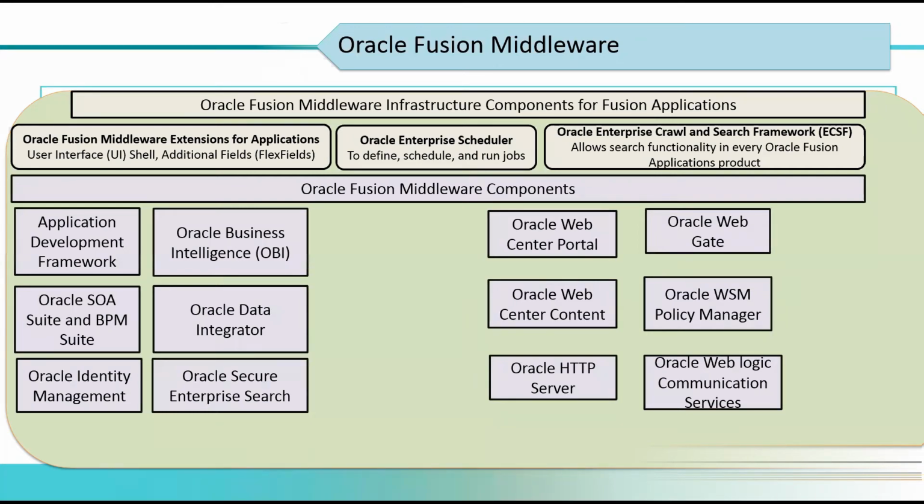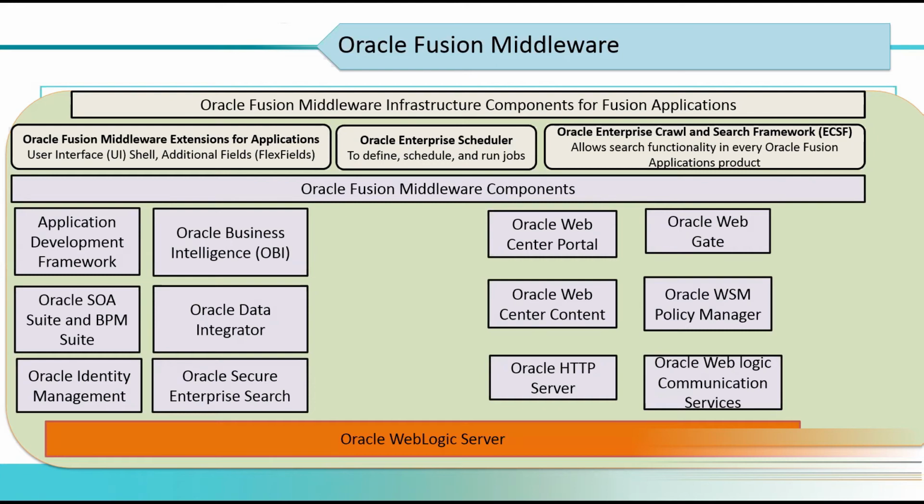Using these Fusion Middleware components you can create your own custom application. If you want to create a Java custom application, create it using Application Development Framework and deploy it on the Oracle WebLogic Server. Or if you want to create a custom application to define a workflow, go to the Oracle SOA Suite and BPM Suite. Using the SOA Suite and BPM Suite, create an application and deploy it on a WebLogic Server. Or if you want to create an intranet site or external site.